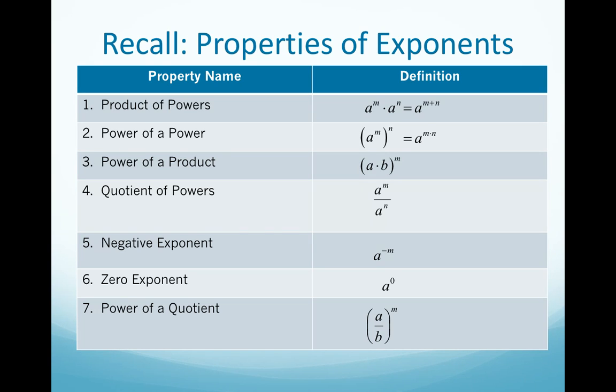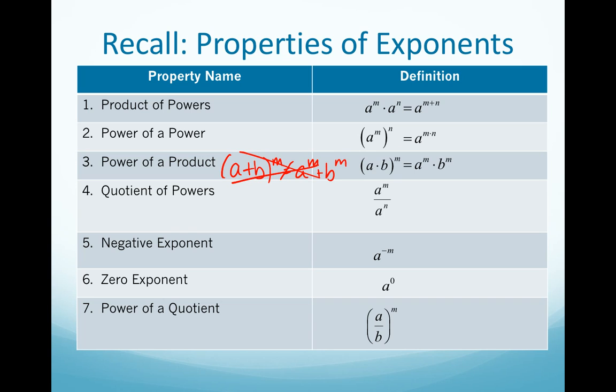If you have the power of a product property, that tells us that we can basically distribute that exponent to the parentheses. You do want to be careful here with the power of a product. If it's (a plus b) to the n, we cannot distribute the exponents. So that's not an a to the m plus b to the m. So really be careful. It's only if you're multiplying. We can't do it for addition or subtraction.